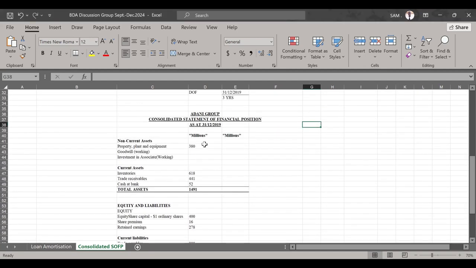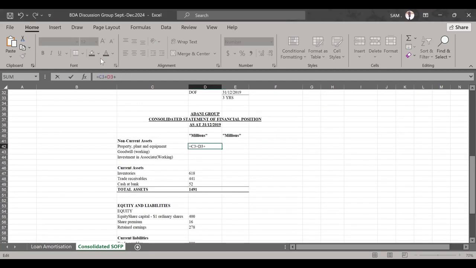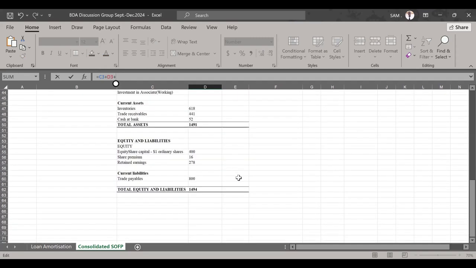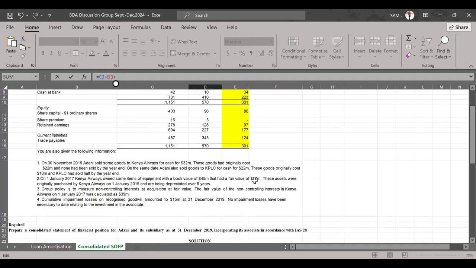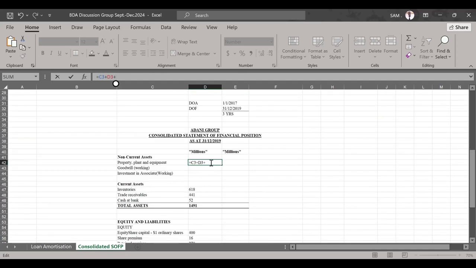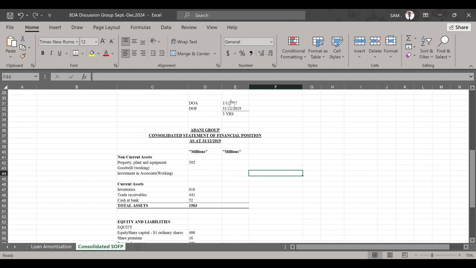So here I will come to PPE and I will add the revaluation gain. Well, how much is the revaluation gain? It is the 57 minus 45. How much is that? The revaluation gain is 12 million. So I will add 12 million to the value of PPE. That is the revaluation gain.